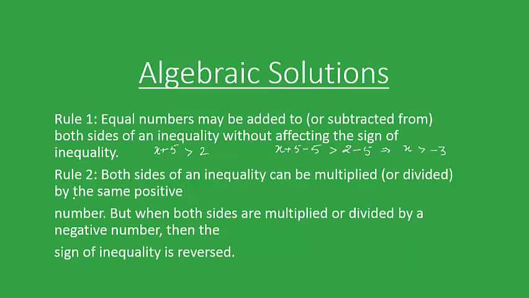Next we introduce rule 2, which says that both sides of an inequality can be multiplied or divided by the same positive number.